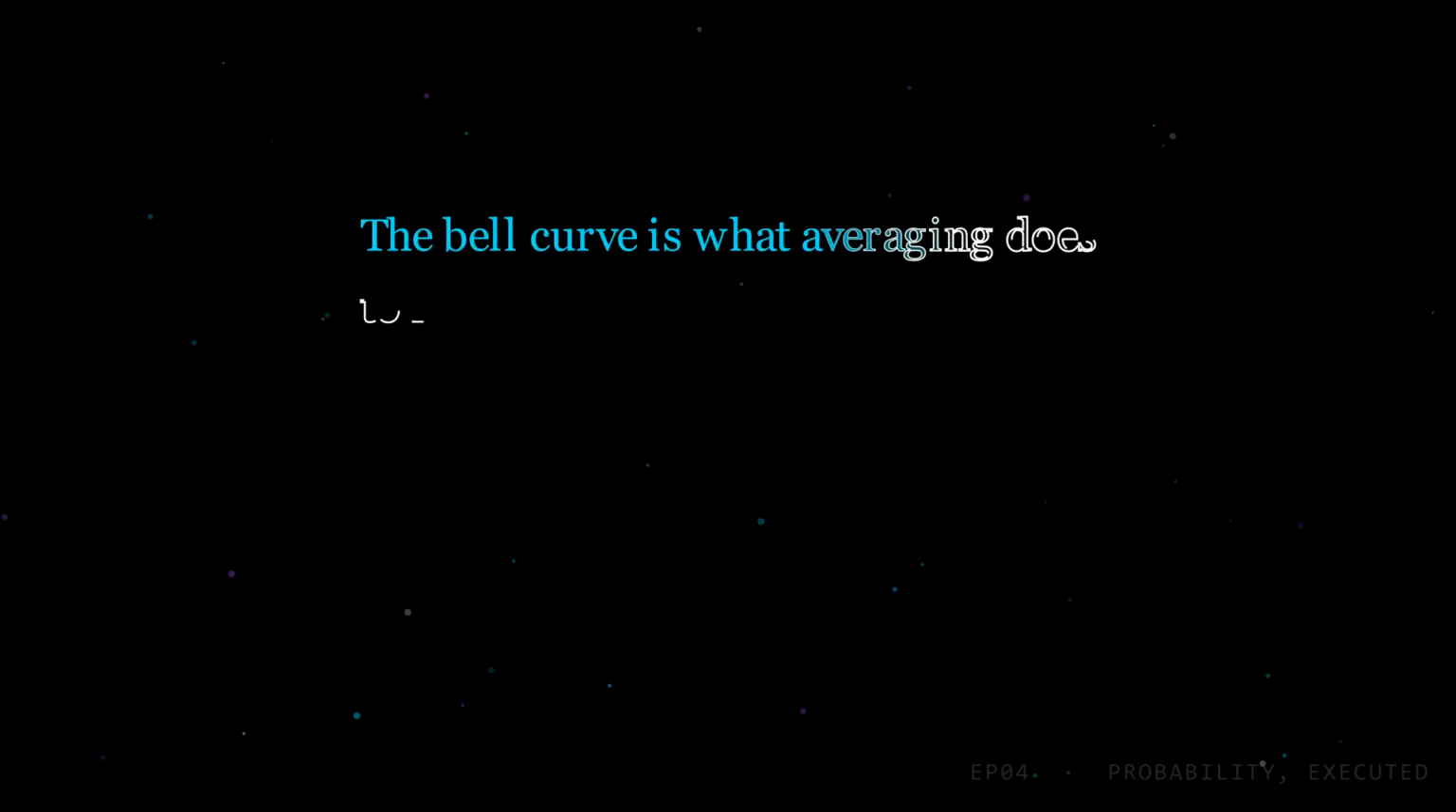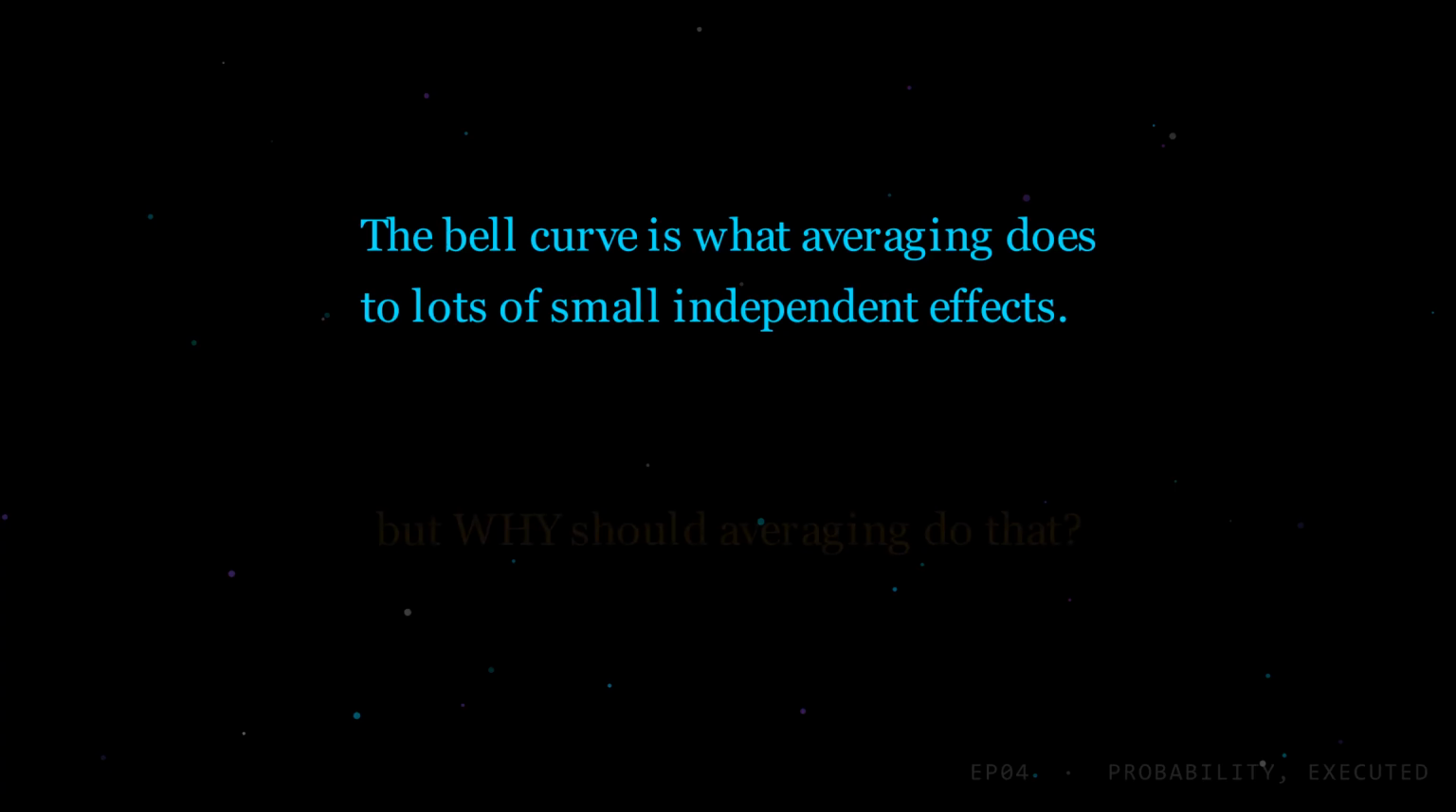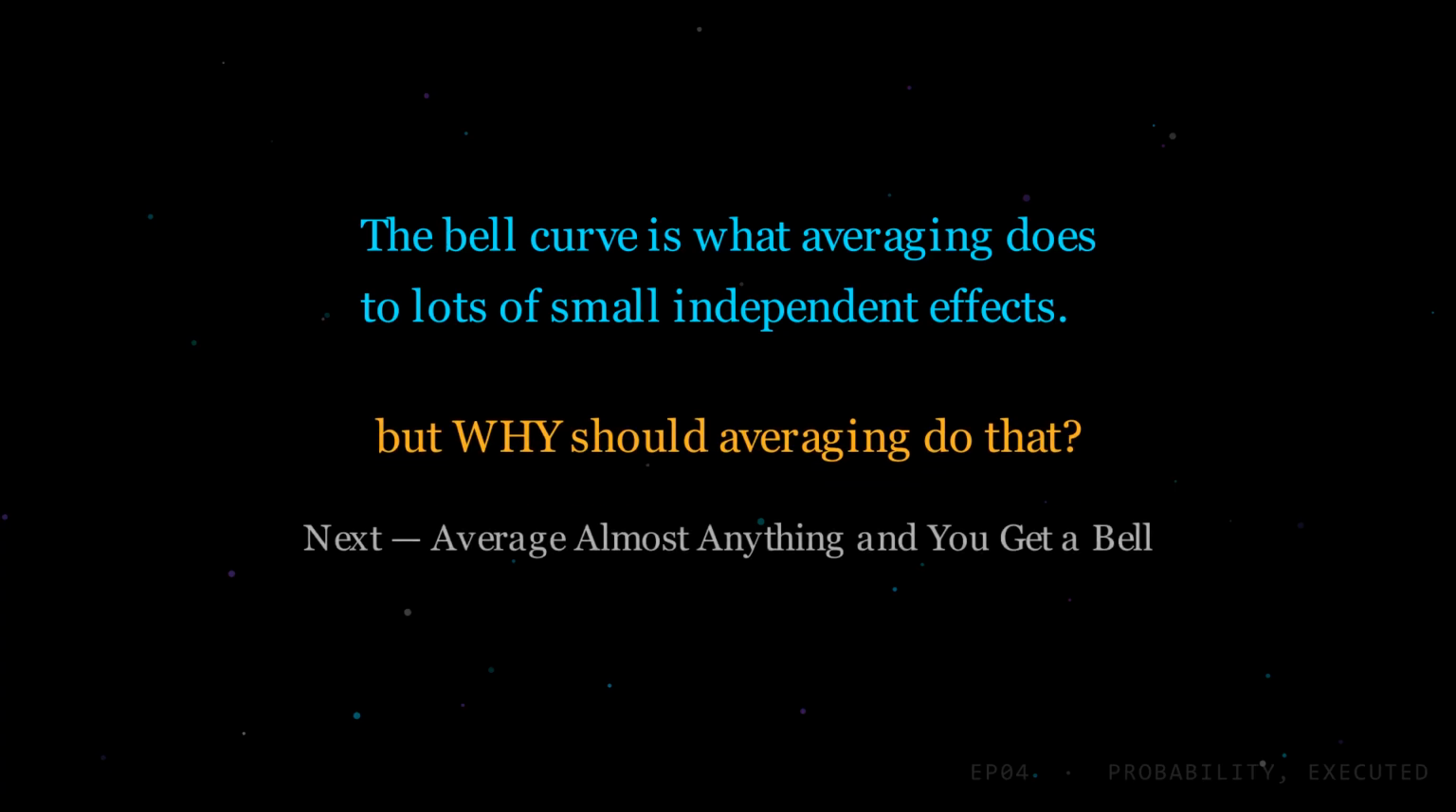One sentence. The bell curve isn't a law of nature. It's what averaging does to lots of small independent effects. And when those conditions don't hold, neither does the curve. Which raises the obvious question. Why does averaging do that? Why should adding up unrelated things produce this one specific shape? Next episode, the strangest result in statistics.